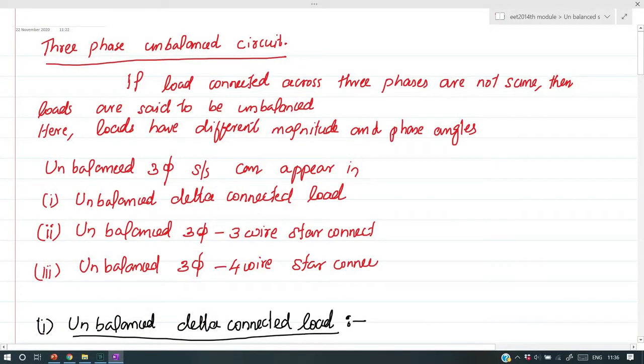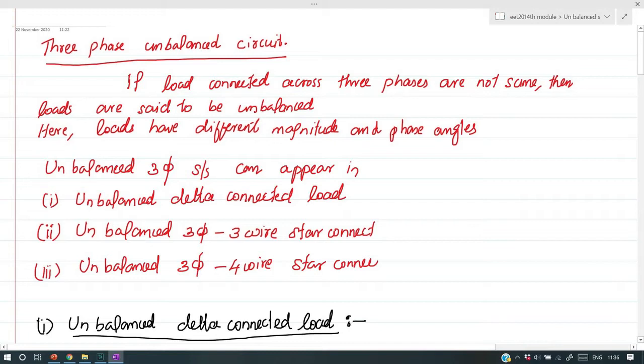In this video, we are going to discuss the three-phase unbalanced circuit. If the loads connected across the three phases are not the same, then the loads are said to be unbalanced. That is, an unbalance exists in a circuit when the impedances in one or more phases differ from the impedance of the other phases. In such a case, line or phase currents are different and are displaced from one another by unequal angles.